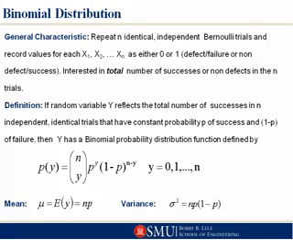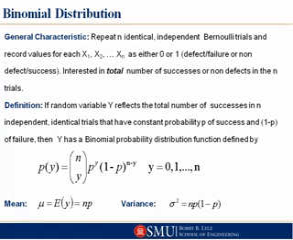In this case, you look at the total number of successes or non-defects in the N trials. If I say a head is a success, I flip a coin 10 times, I'm going to be interested in how many heads I get out of those 10 flips, as an example. So the definition of the random variable, we'll call it Y.